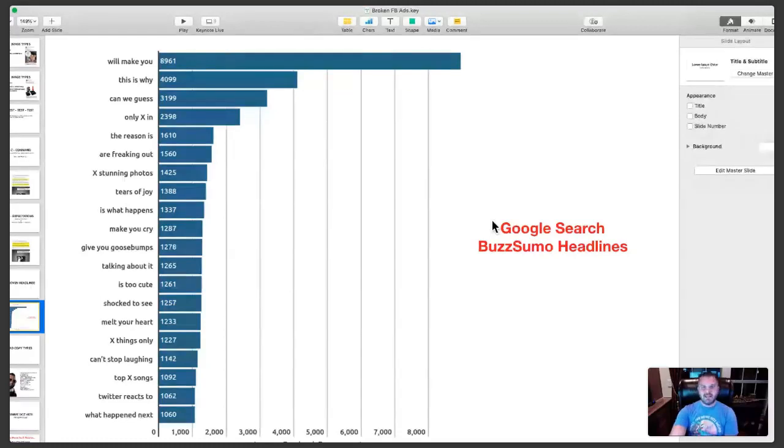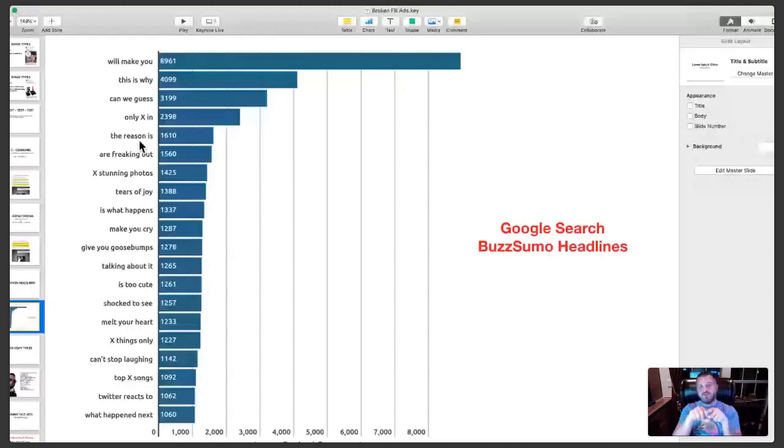I'm not going to give examples for all of them, I'm just going to go through. The next one is "are freaking out." People are freaking out about this care. People are freaking out about this treatment. I hate using the word treatment, but I'm just using that as an example, right? Then "X stunning photos." We could do something like 5 stunning x-rays. So we're changing out photos for x-rays.